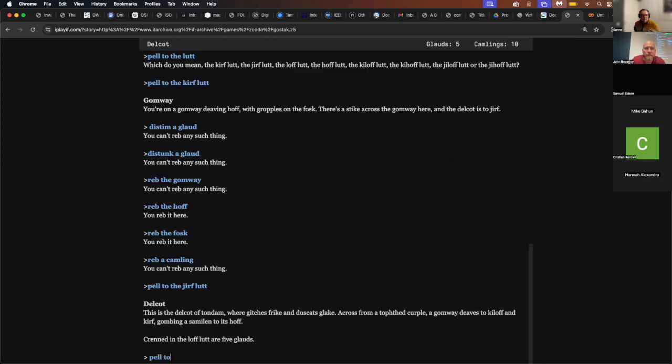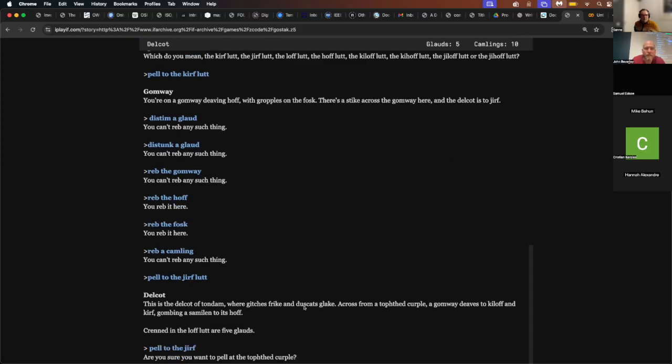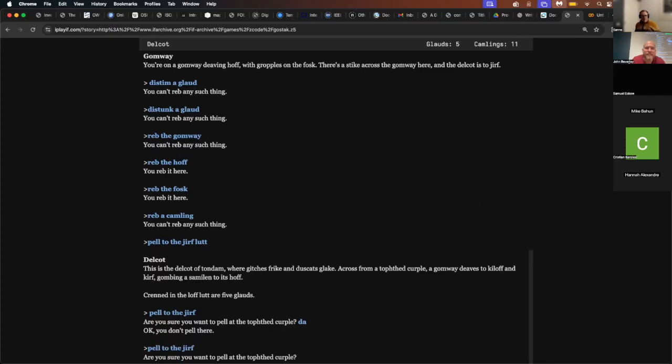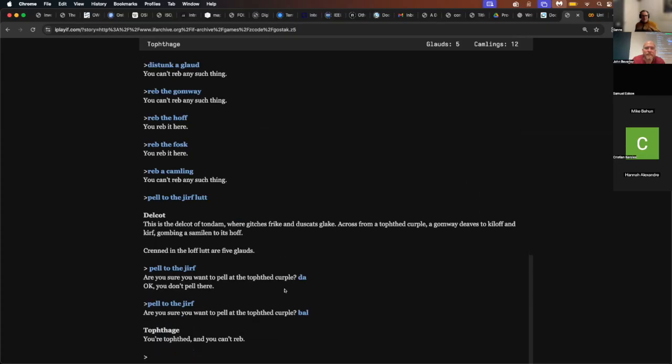So we've got pell to the jerf. Are you sure you want to pell at the top that curple? Yeah. Which I assume means no. Let me try again. Okay. You're top head and you can't reb. So if I'm correct about reb being seeing or sight, looks like I can't see anything. Let's test it out.